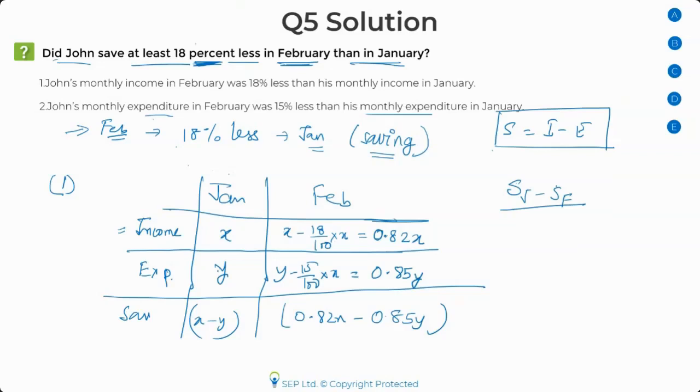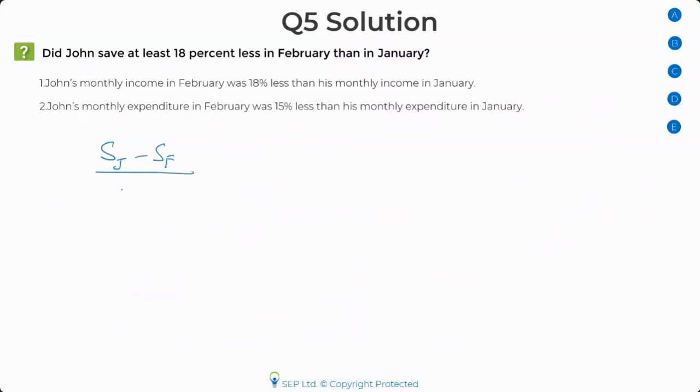Okay, here's a thumb rule, guys. Please keep in mind that whenever they say 'than' something, that basically becomes a reference point. So the reference point is January here. So I'm basically looking for this, SJ minus SF by SJ times 100. So what I'll do is I'm going to the next slide very quickly and I'm writing it down. I'll copy it from the previous slide so that it is easy for me to do it.